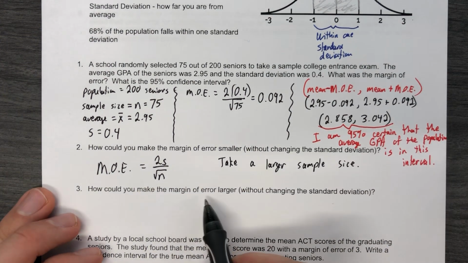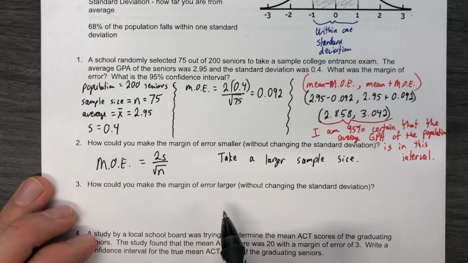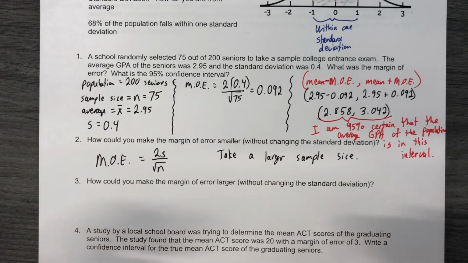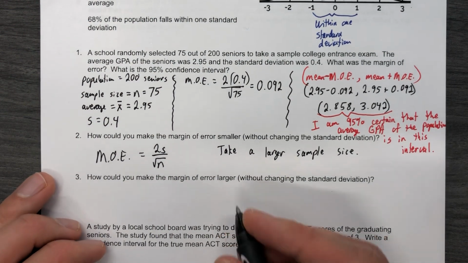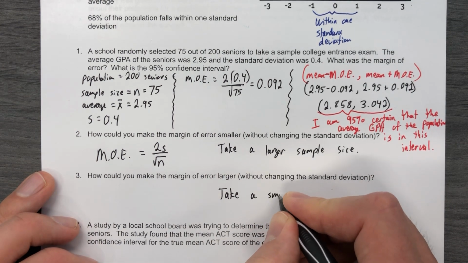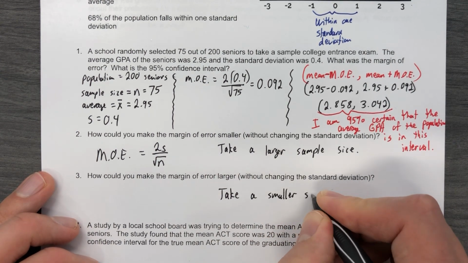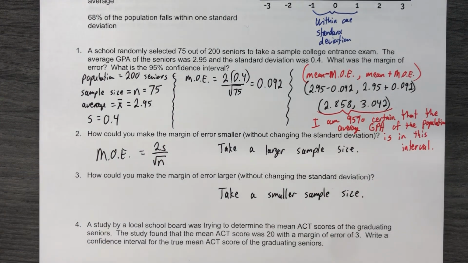and if I want to make the margin of error larger, now I don't know why I would want to do that. I would prefer to have a smaller margin of error so I would be more confident with my data. But if I want to make the margin of error larger, then I could take a smaller sample size. Okay, let's move on.